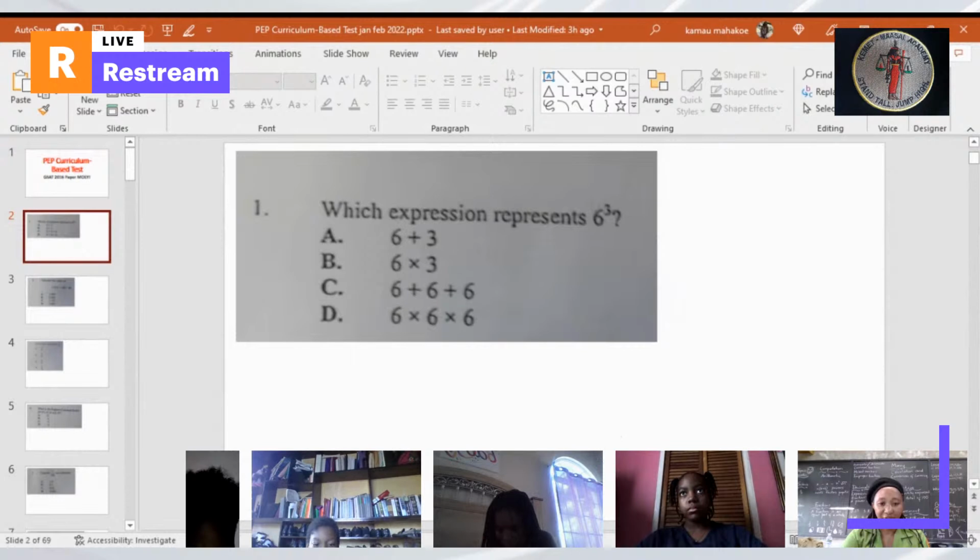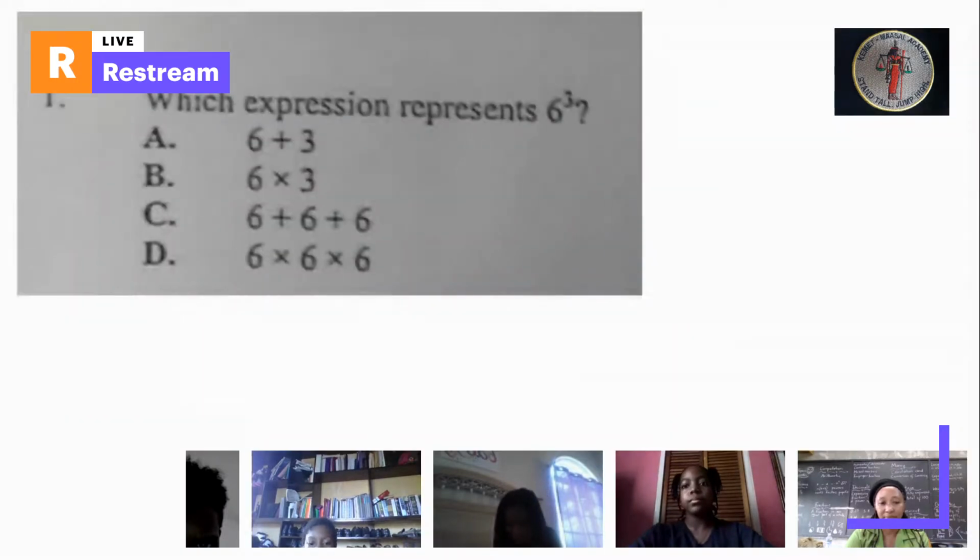All right, John, read the first one for me. Yes, Miss. Number 1, which expression represents 6 cubed? Miss, I would say 6 times 6 times 6. Miss, 6 cubed is 6 times itself 3 times. All right, hang on a bit. Hang on 1 second. You are correct, but hang on a bit.